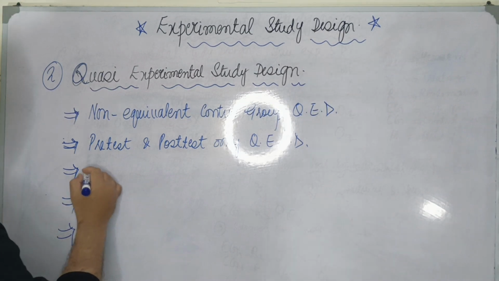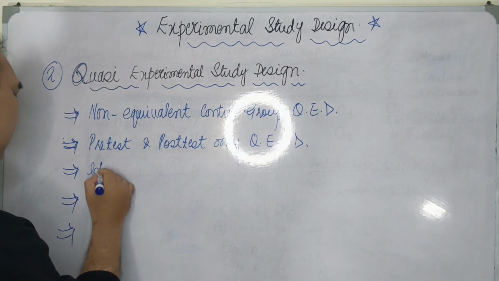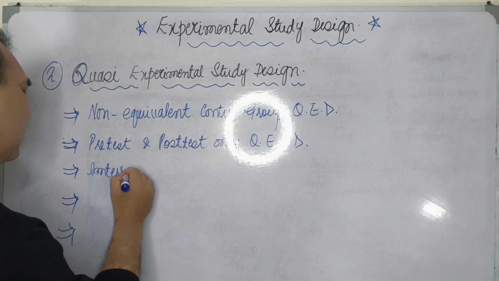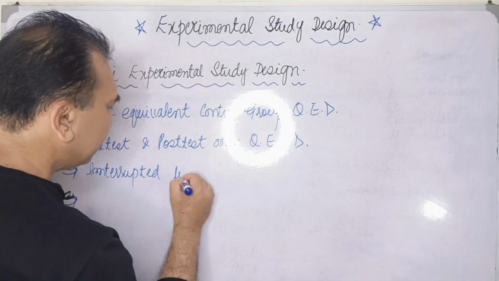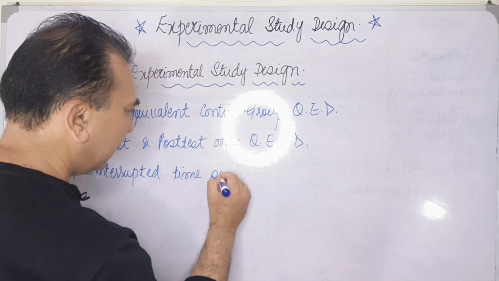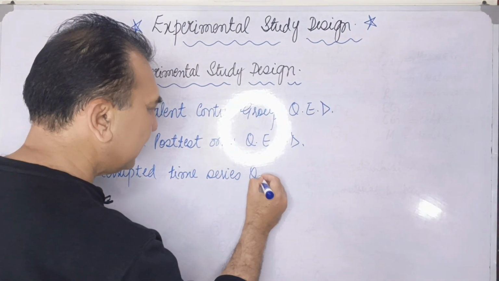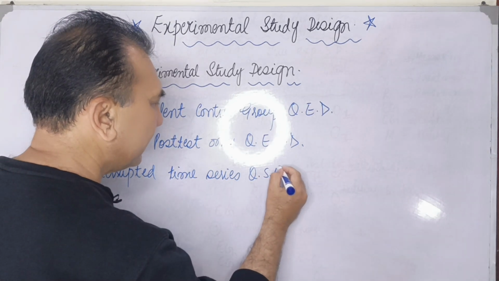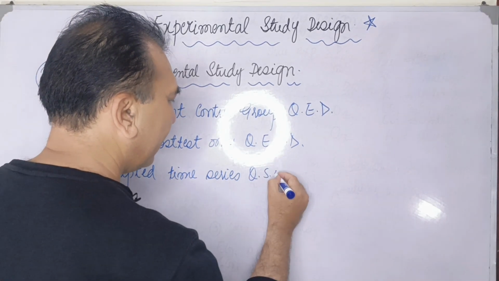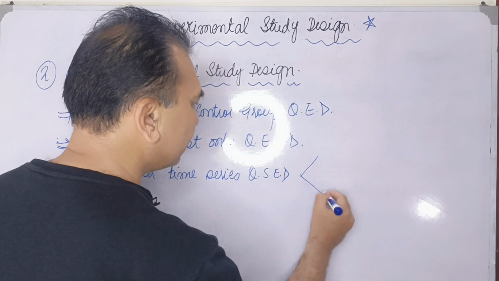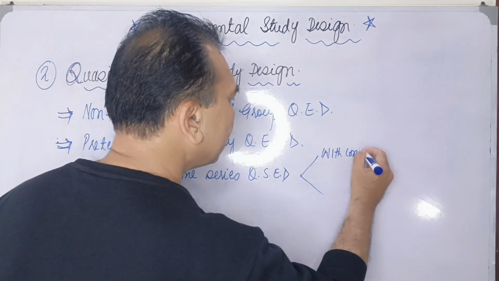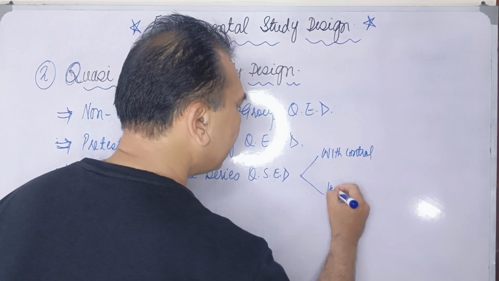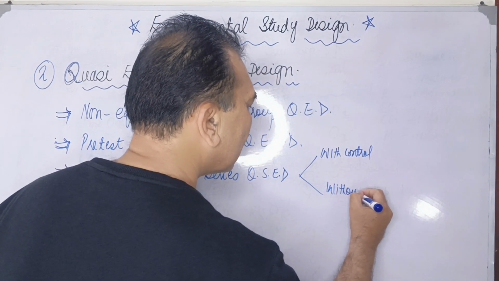Now the third one is the interrupted time series quasi-experimental study design. It is again of two types: one is with a control group, and the second one is without a control group.